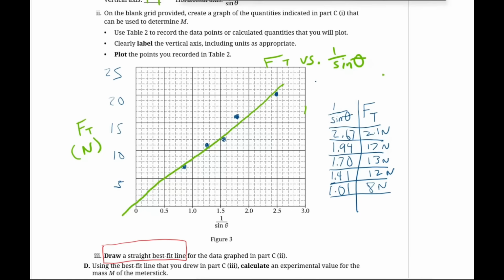So I didn't really use a straight edge here, as you can tell, but I tried to squeeze a line here the best I could. And I made sure I put FT in newtons on the side. And I also put a title there just in case, FT versus 1 over sine theta. All right, so I recorded my table data in table 2. This is my table 2 over here. I labeled my vertical axis as appropriate, and I plotted the points. I also put in my best fit line, just kind of centered it the best I could amongst all the points.